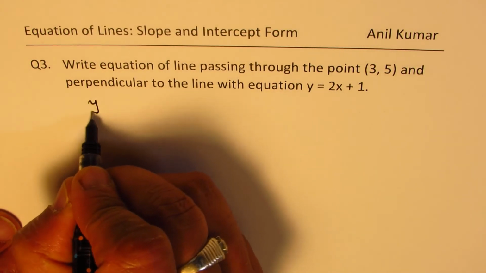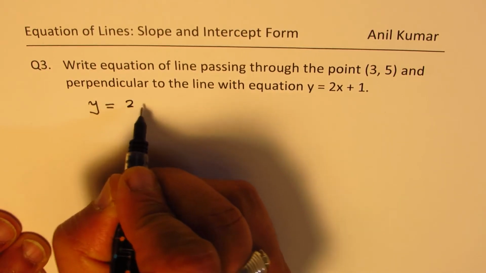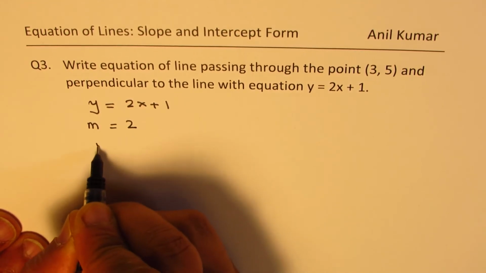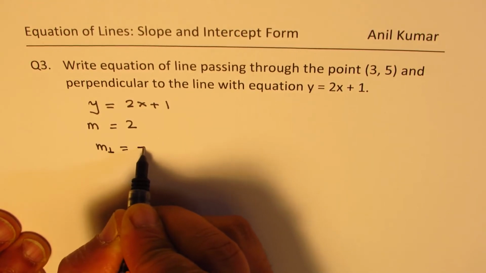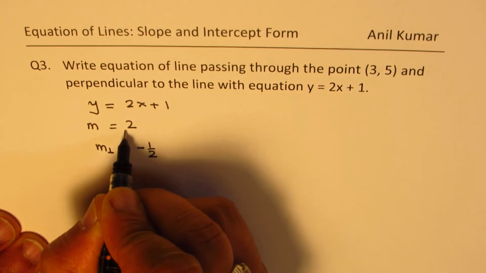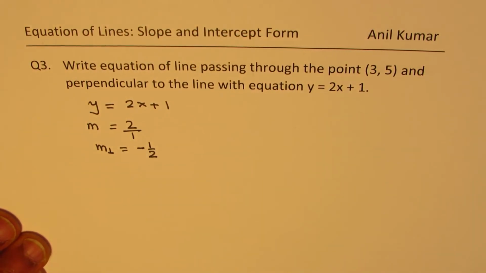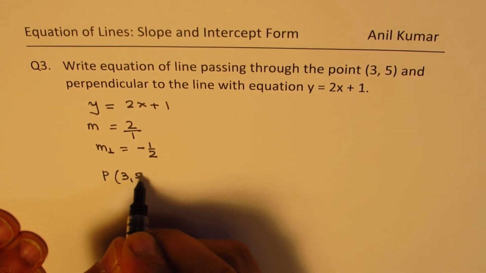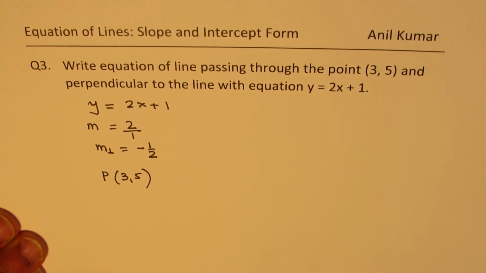Okay. So the equation given to us is y equals 2x plus 1. The slope m is 2. Slope of the perpendicular line will be minus 1 over 2, right? Think of it like 2 over 1, so flip it and make it negative, right? And we know that this goes through the point (3, 5). Is it okay? So that is the information given to you.